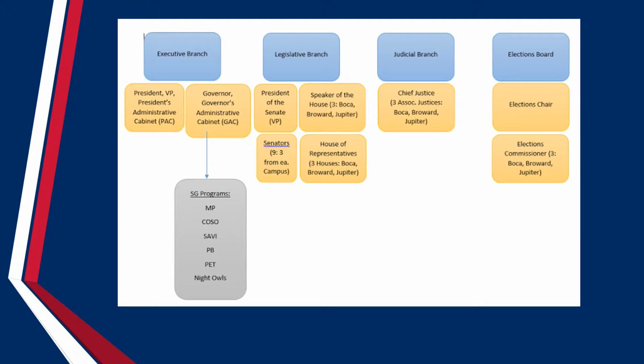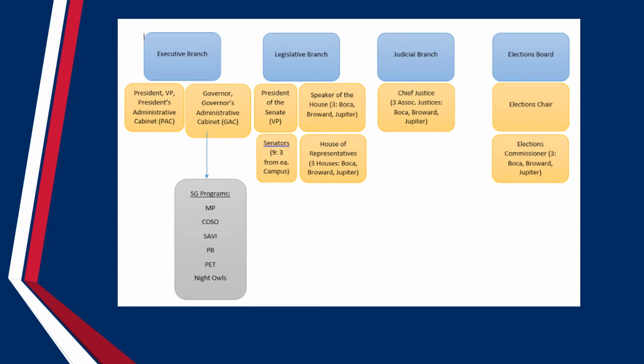Now we're looking at the Student Government Organizational Chart. There are 4 branches of student government: the executive branch, legislative branch, judicial branch, and the elections board. The executive branch is composed of the president, vice president, and their administrative cabinet, which work on university projects. Next, we have the governors. There are 3 governors, 1 from each campus, and again, their administrative cabinet. They work on campus-issued projects.